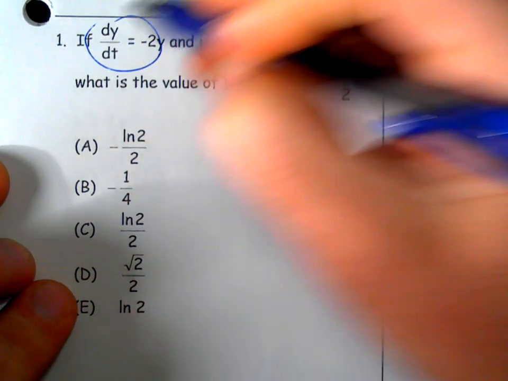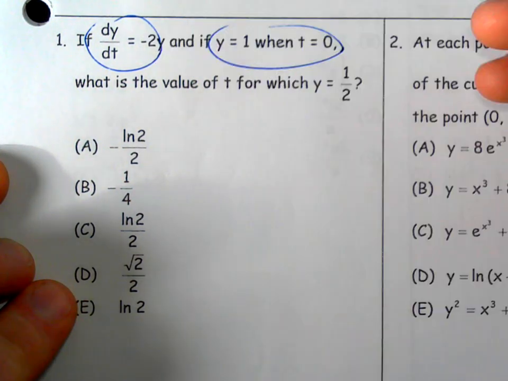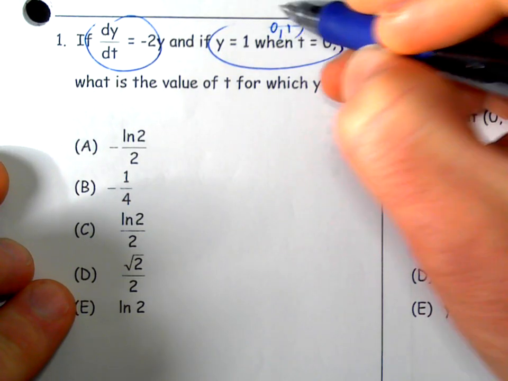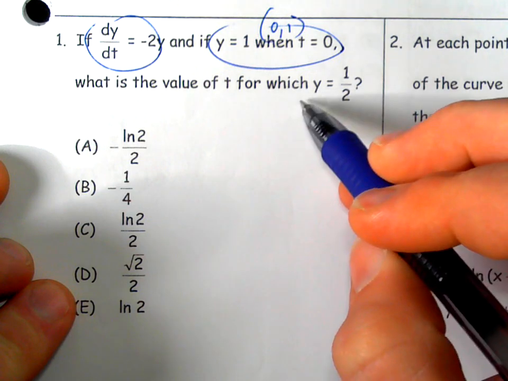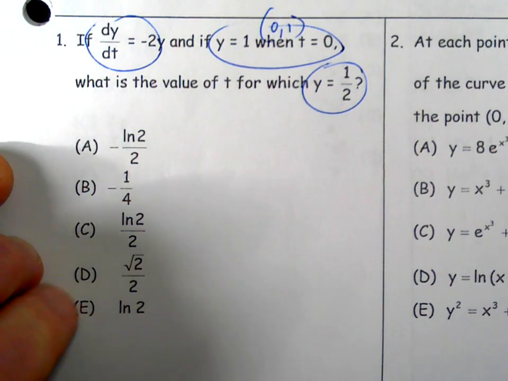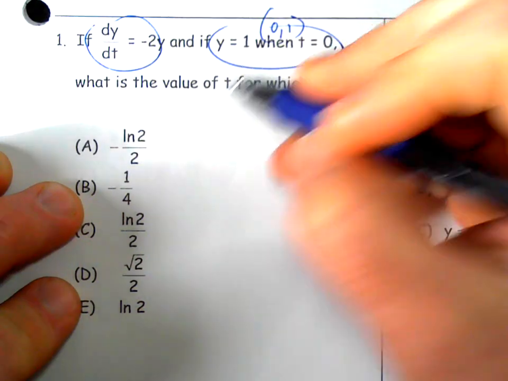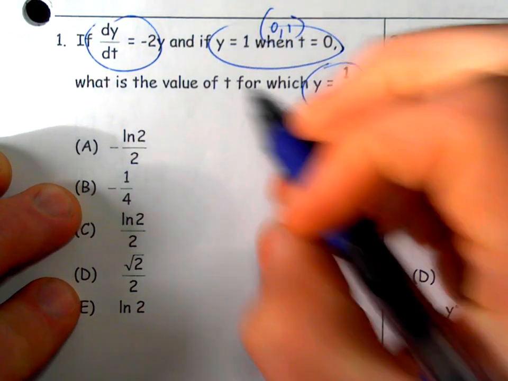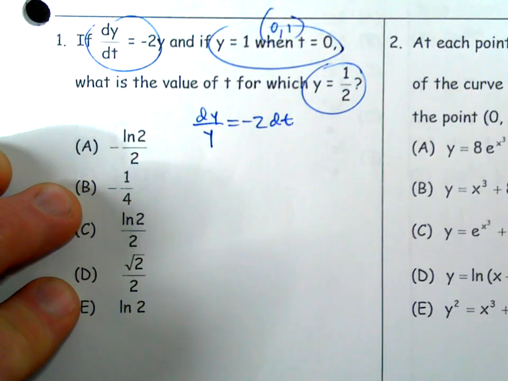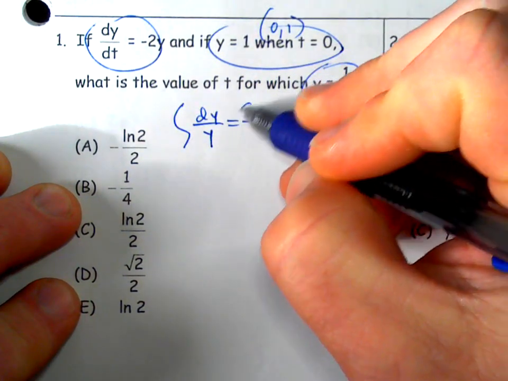Here's our differential equation. Here's our initial condition. It involves time, so t instead of x. So it's like 0, 1. What is the value of t for which y equals 1/2? I guess we have to solve the differential equation, and then set our new answer equal to 1/2 and solve for t. So this has a couple layers in it. Let's separate the variables. If you haven't done that yourself, pause the video and try it. I'm going to bring the y over here and the t's over here. That's separating the variables. I'm going to integrate both sides.